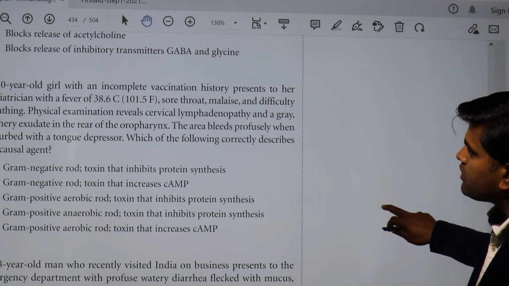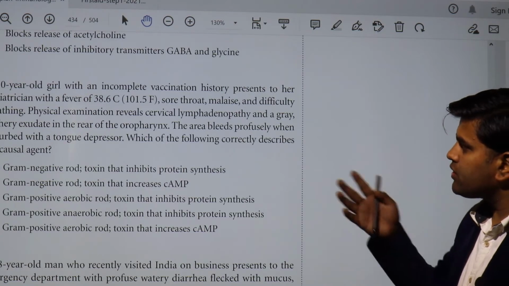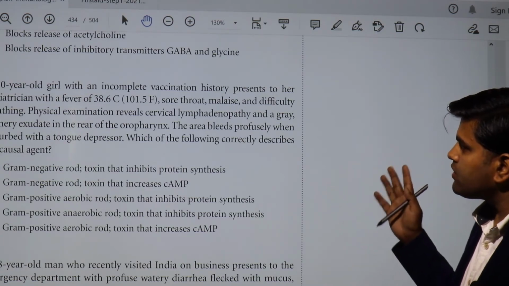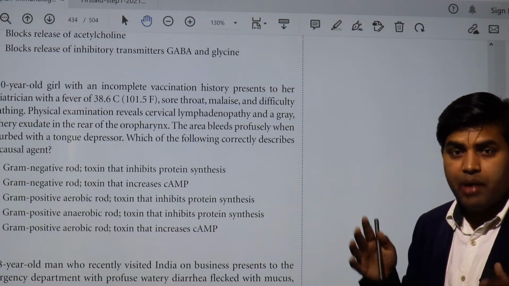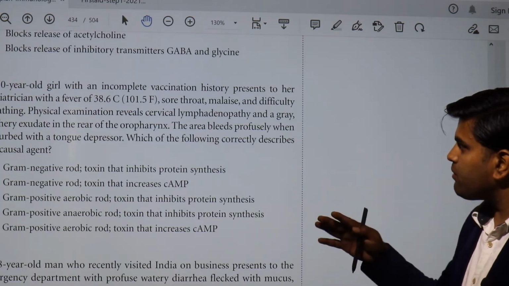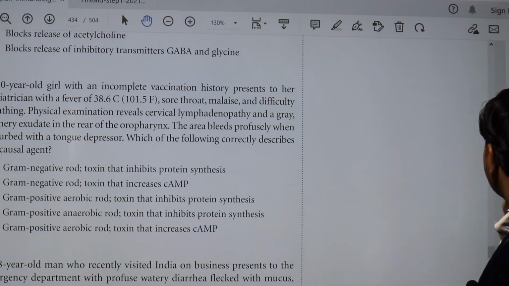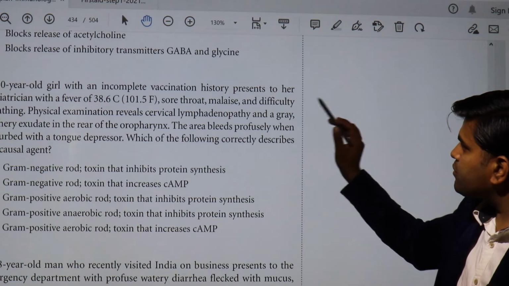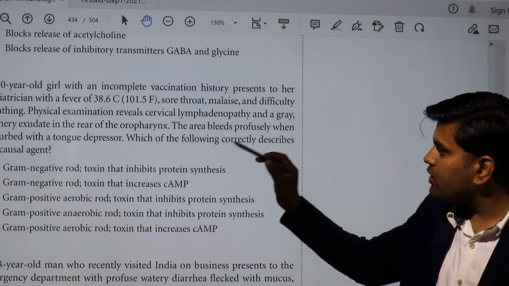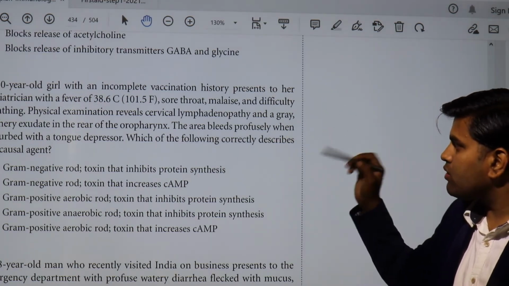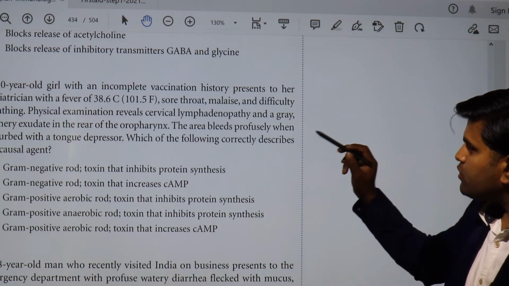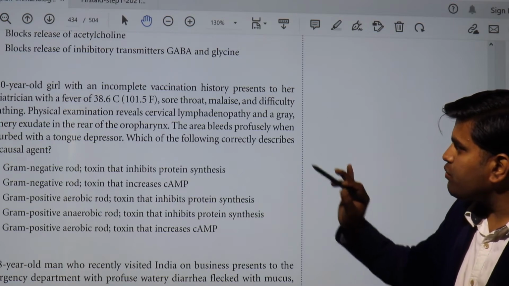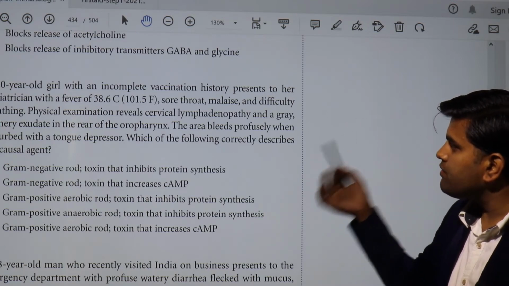So we are talking about question number 33: a 10-year-old girl with an incomplete vaccination. So obviously they are talking about some of the vaccine preventable diseases. So there is an incomplete vaccination history present, with the pediatric patient having fever, that is 101.5 degrees Fahrenheit, sore throat, malaise, and difficulty breathing.